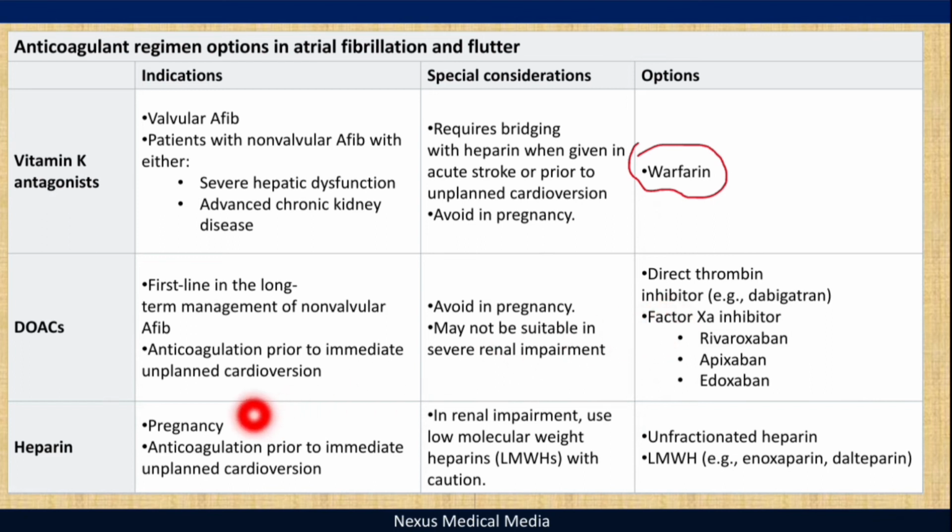Heparin. Right, so heparin is good in pregnancy and for anticoagulation prior to immediate unplanned cardioversion. Right, in renal impairment, use low molecular weight heparins with caution. Options we have are unfractionated heparin, and low molecular weight heparin like enoxaparin, dalteparin.